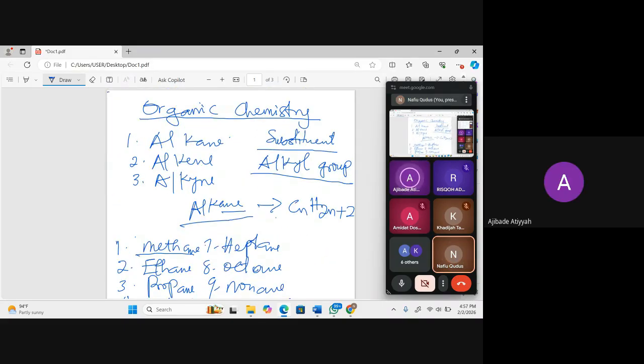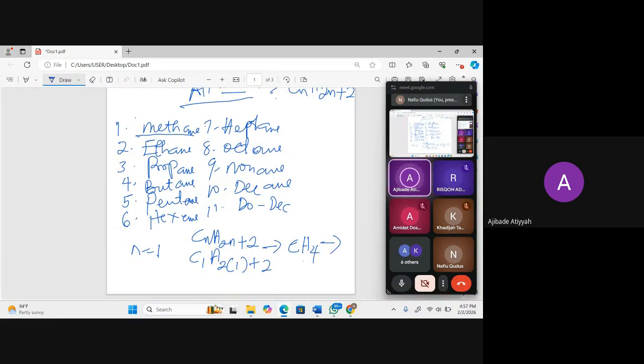Sir, you wrote 11 as dodecane instead of undecane. Instead of what? Undecane. It is not dodecane. It is in organic chemistry. What is dodecane? 11. Dodecane is 11. Yes, that's what undecane is. I wrote it now. Yes. But you asked that it is dodecane. Yes, sir. Where do you see it?